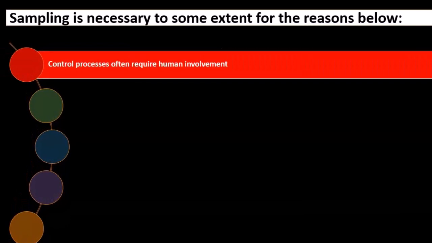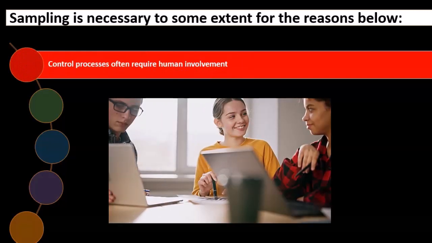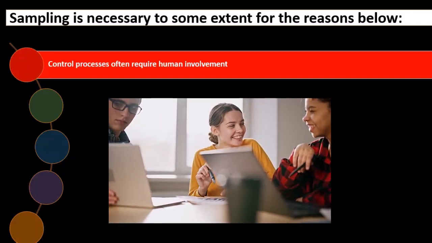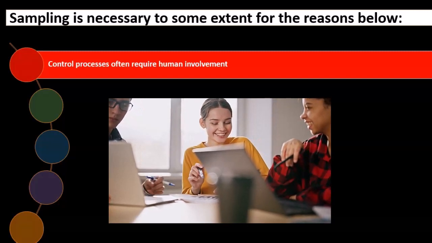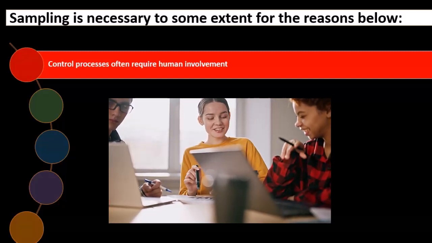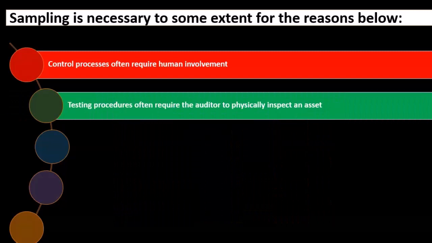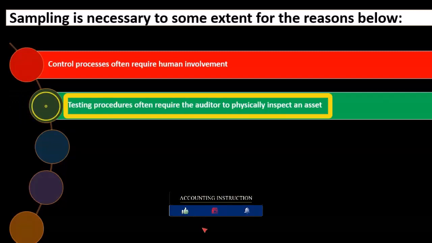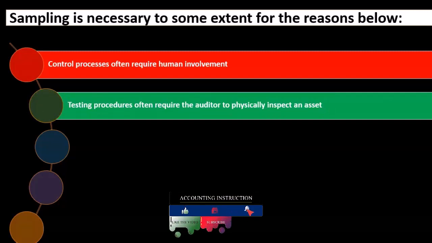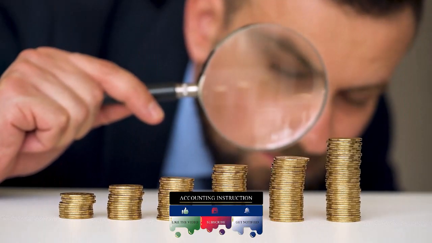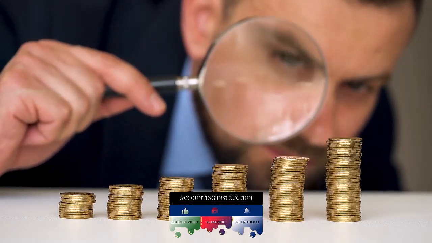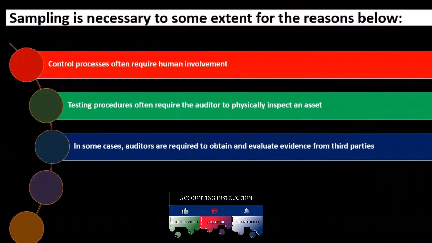For example, control processes often require human involvement. Anytime you have human involvement, if it's not just an automated system, there's going to be room for error, and that means we're going to have to go through samples in order to do the testing in that circumstance. Testing procedures often require the auditor to physically inspect an asset. If the auditor has to physically inspect something, of course that has to be done by the auditor, not automated.